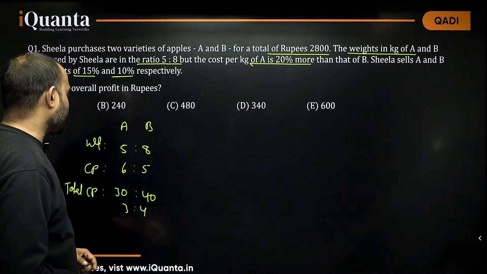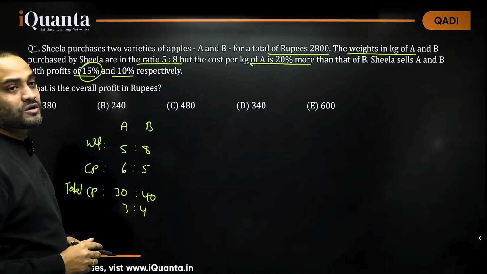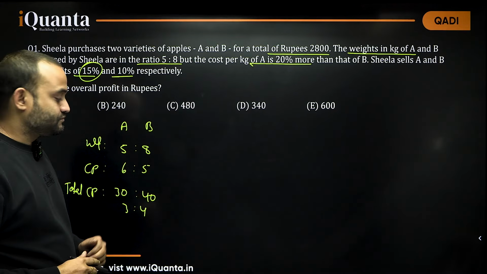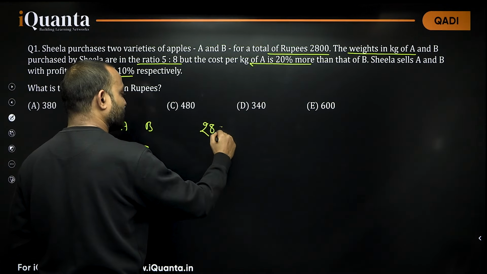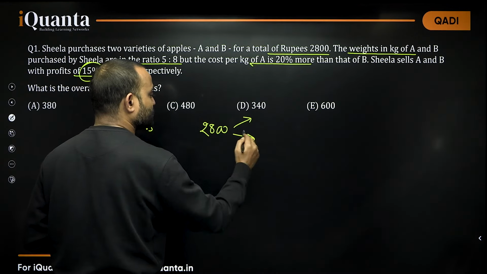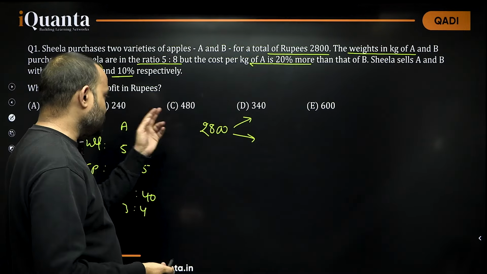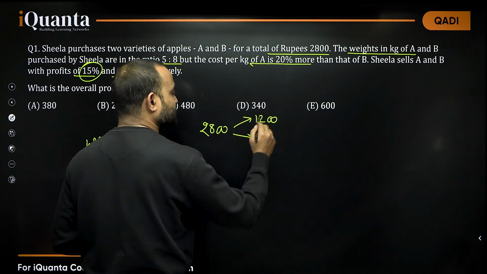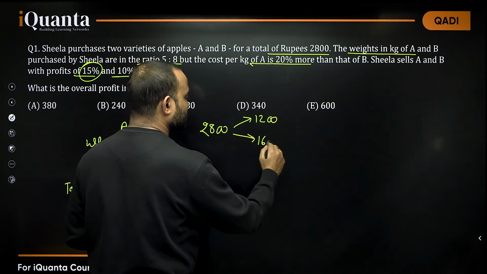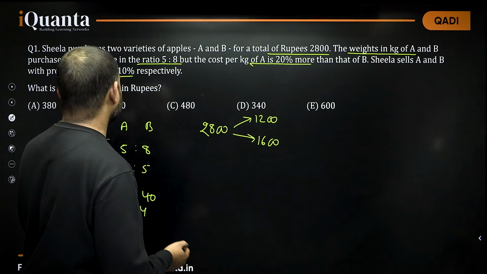In the 3:4 ratio. Now 15% profit on A and 10% profit on B, ratio 3:4. Now 2800, if you divide 2800 into 3:4 ratio, what are you getting? So 3 plus 4 is 7, 2800 by 7 is 400. So total cost price for A is 1200, total cost price for B is 1600. Now we need to find the total profit.